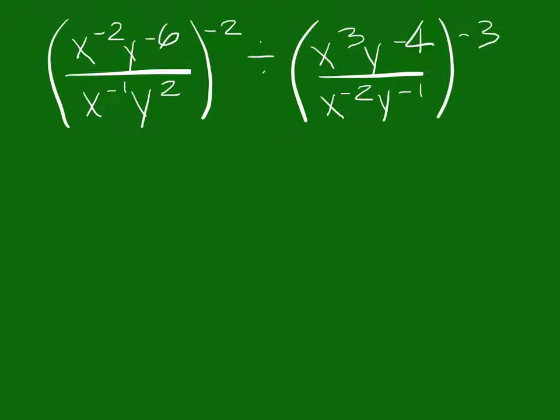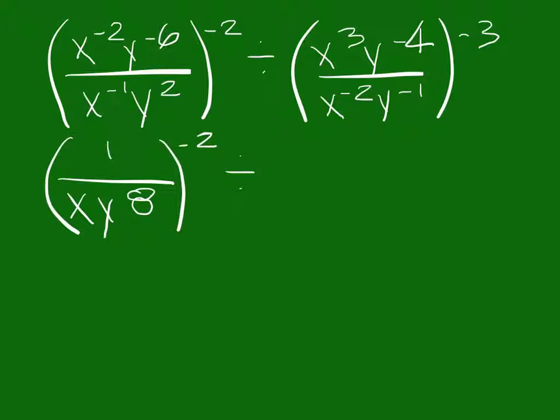On this problem, simplify first to end up with an x on the bottom and a y to the 8th on the bottom. Nothing on the top, so you put a 1. Everything's still the negative 2 power. On the right side, you have x to the 5th on top, and on the bottom, you'll have a y to the 3rd. Everything's still to the negative 3rd.